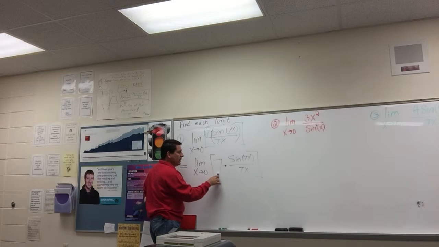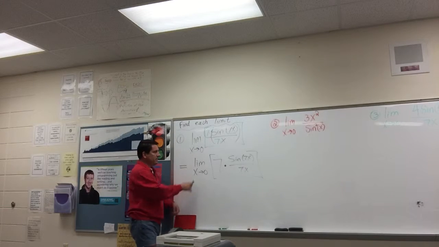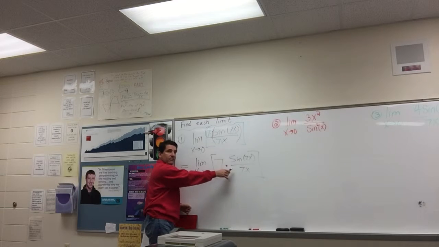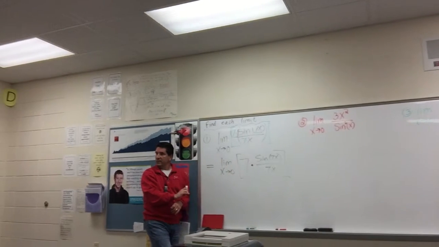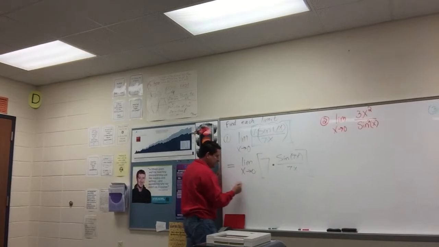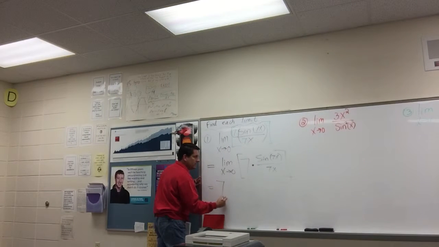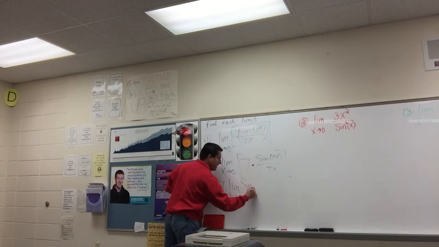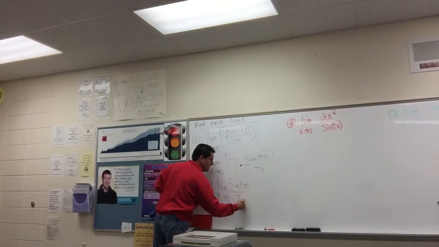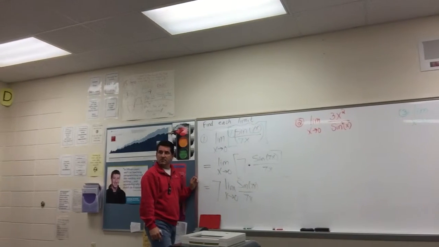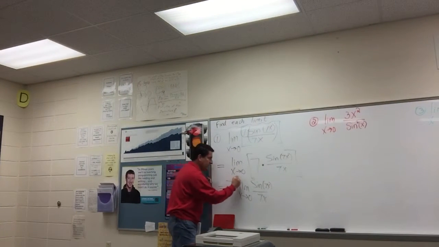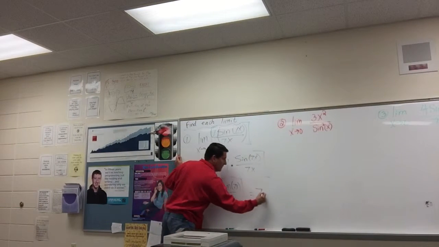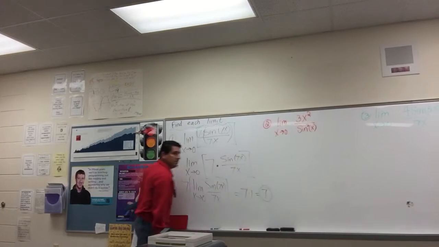So as long as I can write this as this, we've got something. If you look back at your limit properties, the limit as x approaches 0 of k times f of x, you can take the k out. So you can pull out that constant. So this is really the same as 7 times the limit as x approaches 0 of the sine of 7x over 7x. And we learned yesterday that this whole thing is equal to 1. So the answer is 7.